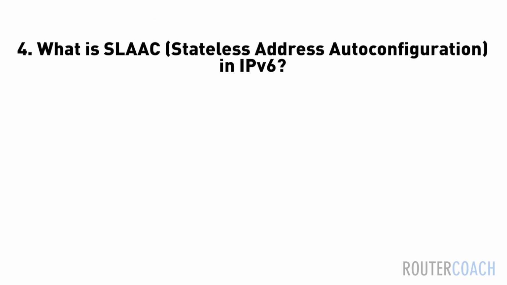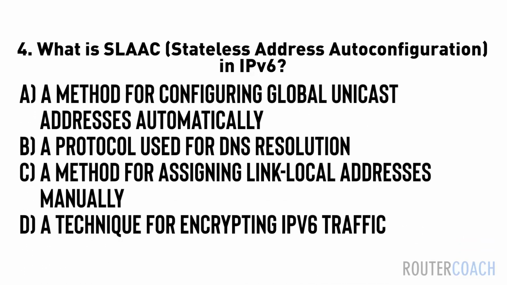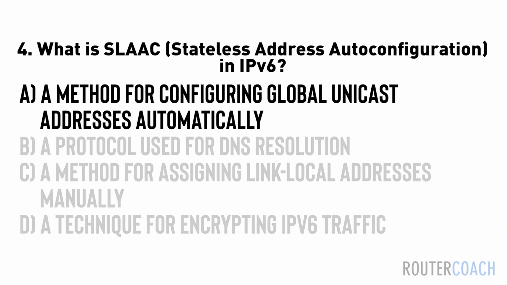4. What is SLAAC, Stateless Address Auto-Configuration, in IPv6? A. A method for configuring global unicast addresses automatically. B. A protocol used for DNS resolution. C. A method for assigning link local addresses manually. D. A technique for encrypting IPv6 traffic. The answer is A.